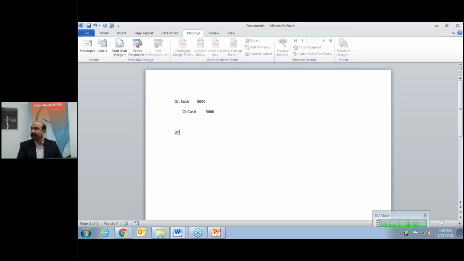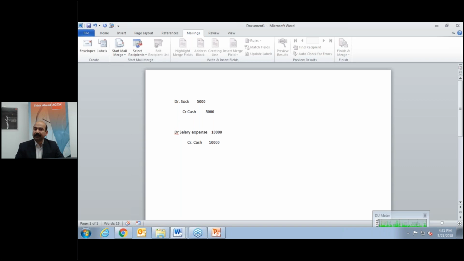So this will be like salary expense debit, say 10,000, and credit cash or bank, say cash 10,000. Very simple entry. If you buy an asset, asset will be debit and cash or bank will be credit.